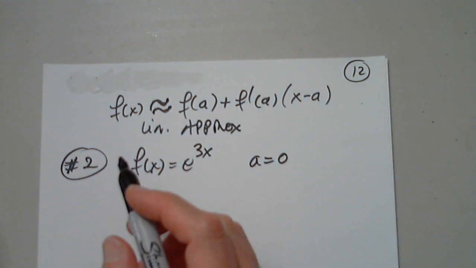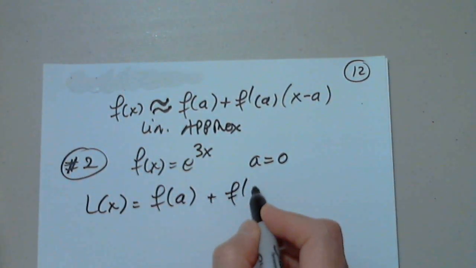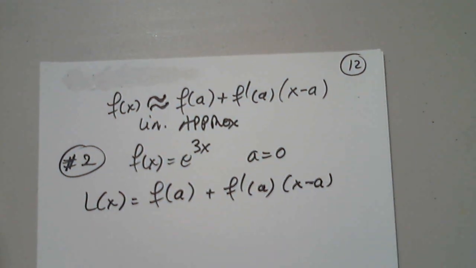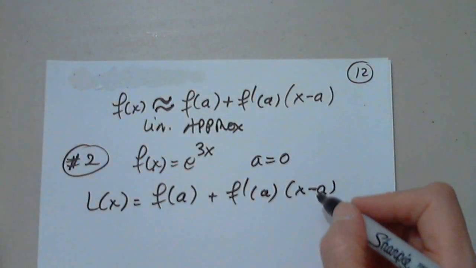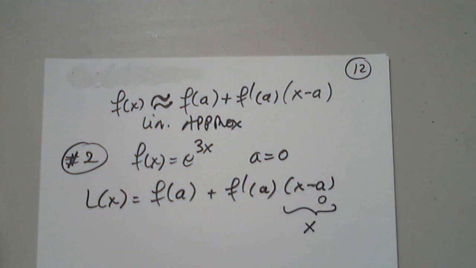So we're asked to find the linearization. We are going to copy this immediately: f of a plus f prime of a times x minus a. All we have to do is fill it in. That's it. So this is 0, so this piece is just x. F of a, I have to plug in 0. So this is f of 0. Can anyone tell us f of 0, how much?